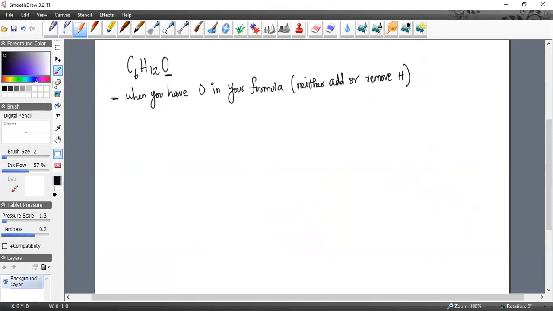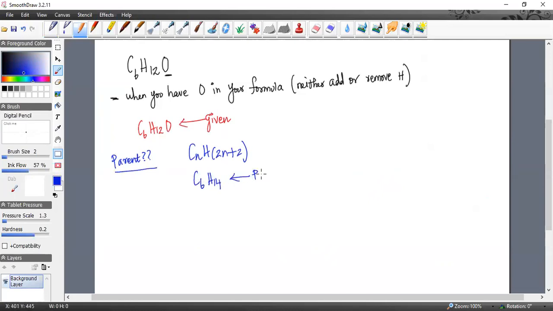So let's go get a different color. This right here, C6H12O, is our given, right? We're going to leave it as it is. We're not going to do anything to it. And then we are going to get our parent, which would be, again, we use the general formula of an alkane, CnH2n+2. And n is the number of carbons in the given compound, so that'll be C6H14. So that's your parent compound. How does the math work? Not much different than anything we've done before. So C6H14, okay?